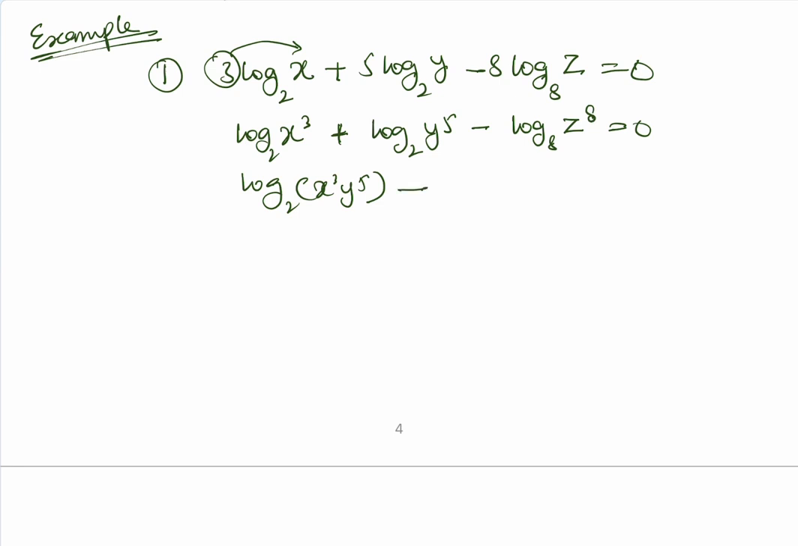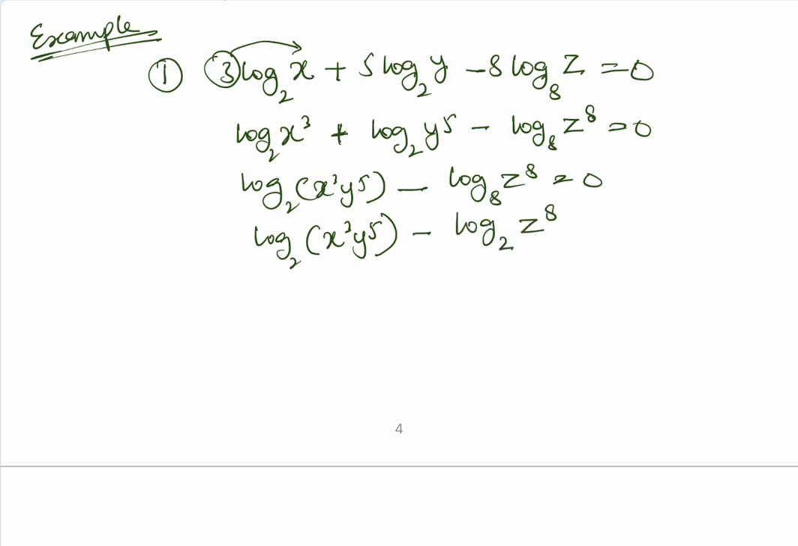And then minus log base 8 z to the power 8 is equal to 0. Now I will change it in this step. Log base 2 of x cubed y to the power 5, minus, whatever base I require, I would make it log base 2 of z to the power 8, and this is log base 2 of 8. The previous base would become a function in the denominator. You got it? The previous base would become a function in the denominator. This is 8 equals to 0, right?